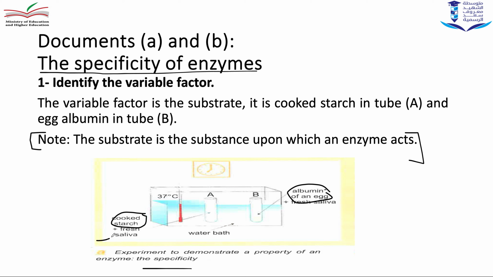And here, what do we have in the fresh saliva? We have an enzyme called salivary amylase. So we want to see if salivary amylase can digest albumin and can digest cooked starch, or only cooked starch, or only albumin. We want to check. So the first question, identify the variable factor. The variable factor is the substrate. It's cooked starch in A and egg albumin in B.